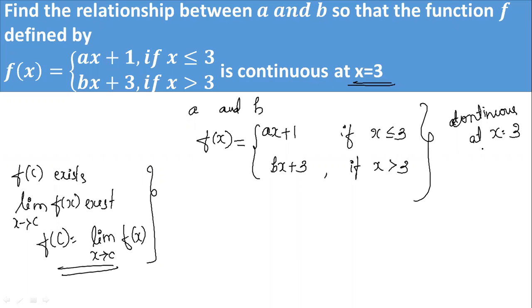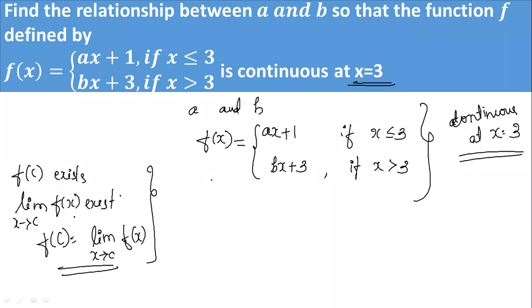But they have already said that the function is continuous. If it is continuous, what does that mean? Automatically, it satisfies these three conditions, correct? This function is continuous at x is equal to 3 means it satisfies these three conditions. Do you agree with this, students?